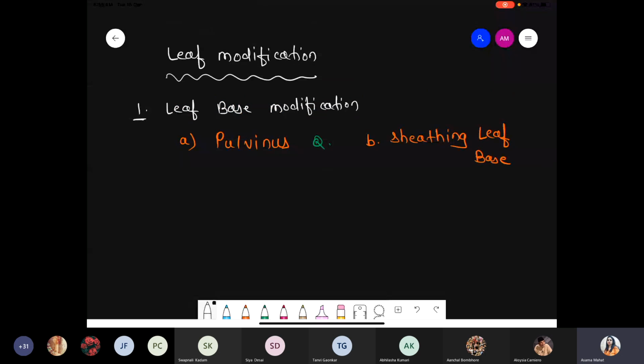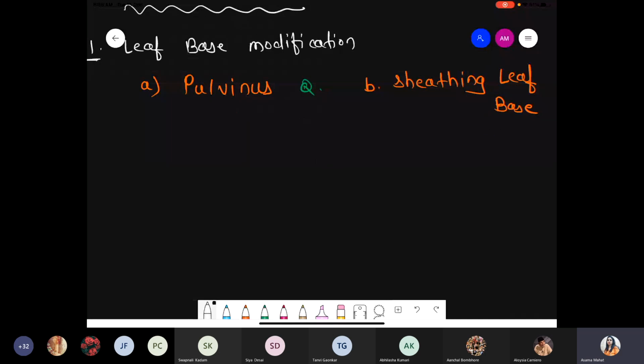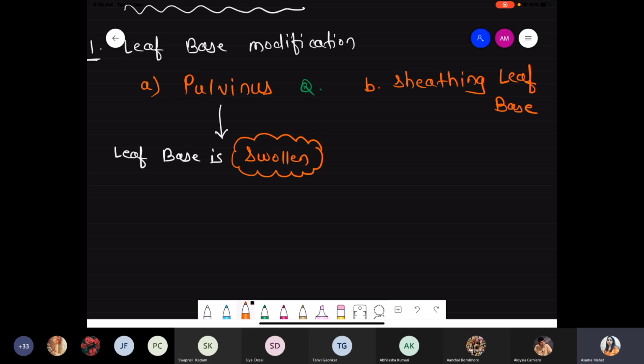Pulvinus, simple meaning: the leaf base is basically swollen. Pulvinus is nothing but the leaf base that has become swollen. Normally the leaf base is the very point where meristems or the node area are present, and from that node area a new plant arises. But when we use the word pulvinus, the simple meaning is that the leaf base is swollen. Such a condition is very common in beans, cassia, and mimosa.